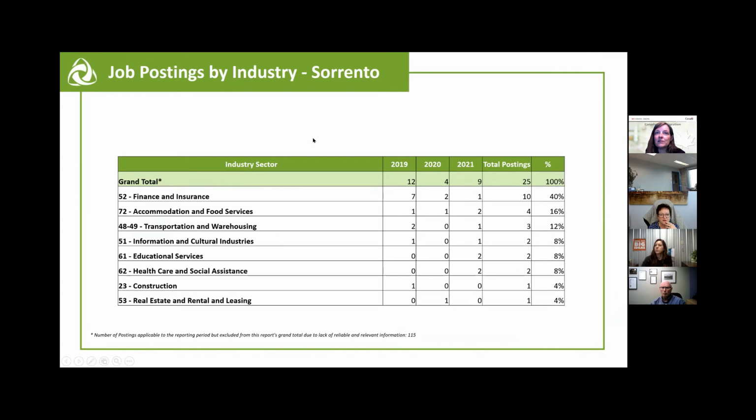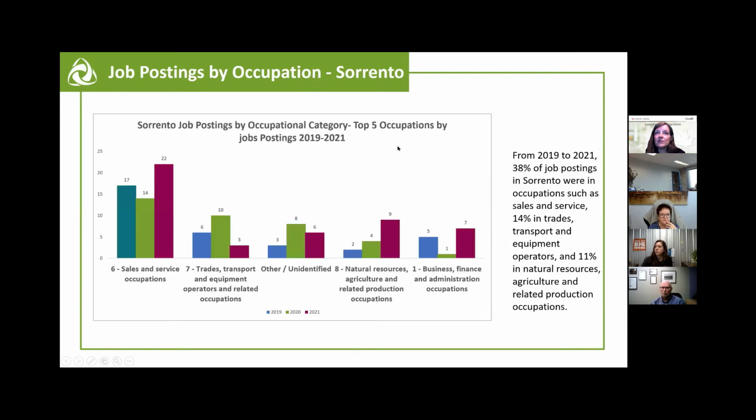This shows it broken down by some of the other categories. And the next slide, please. This looks at by occupation category. And again, about 38% of the job postings over this time period were in sales and service, 14% in transport and equipment operators, and about 11% in natural resources, which includes agriculture. Next slide, please.